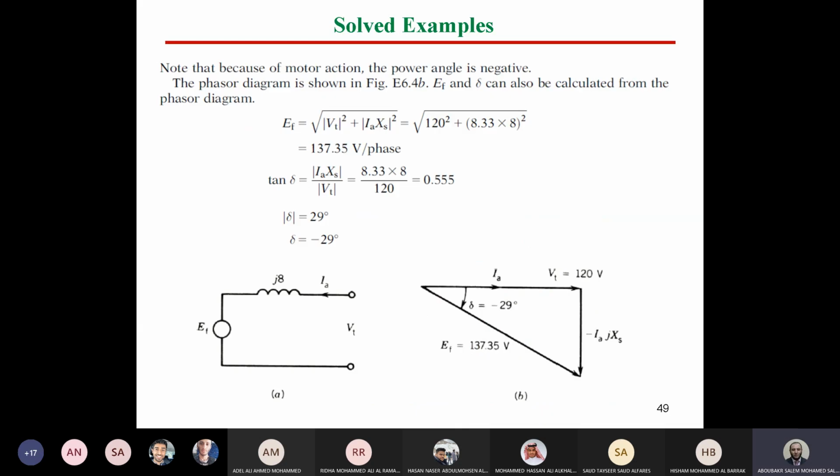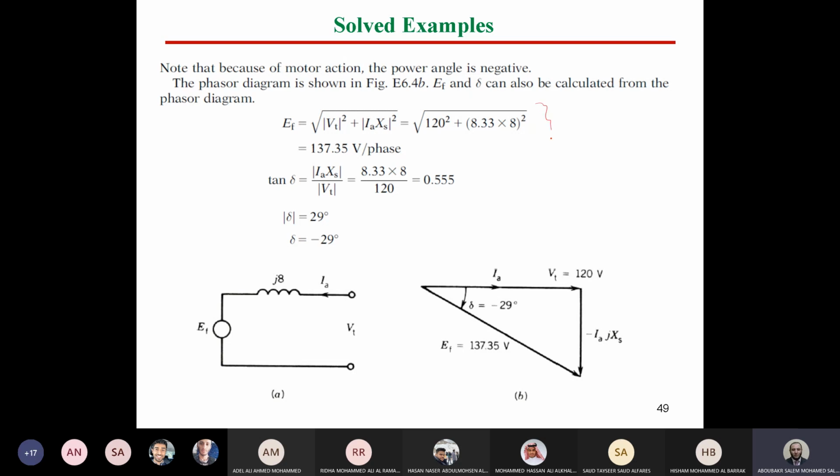Draw the phasor diagram. We didn't draw the phasor diagram for the first part. Okay, so the phasor diagram will be like that. We have V terminal, we have IA in phase, jXS, so this is the angle minus 29. Here we have a note that because of the motor action, the power angle is negative. We discussed this. The phasor diagram is shown in the figure. EF and delta can also be calculated from the phasor diagram.